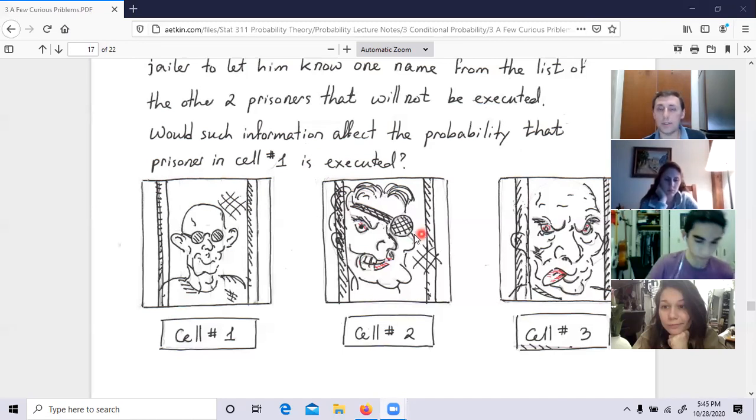So one was chosen by lot randomly, that's known, and it will be executed. Prisoner number one, the brainy guy, he wants to know which of the other two will be spared. And the prison guard is not wanting to give him this information on the claim that it will increase the odds of prisoner one being executed and therefore making it more likely. He doesn't want to give him this information.